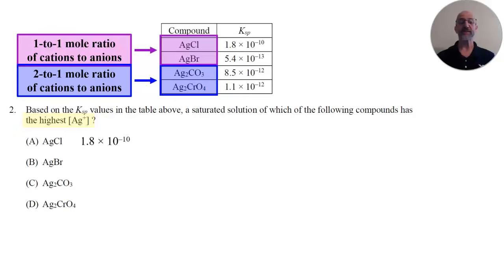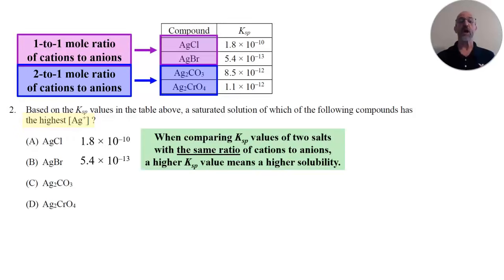And so by starting with choices A and B, I'm comparing the KSP for AgCl, which is 1.8 times 10 to the negative 10, with the KSP for silver bromide, AgBr, which happens to be 5.4 times 10 to the negative 13. Note that when you are comparing the KSP values of 2 salts with the same ratio of cations to anions, then a higher KSP value does mean a higher solubility. So by comparing 1.8 times 10 to the negative 10 with 5.4 times 10 to the negative 13, I'm going to go ahead and eliminate choice B.